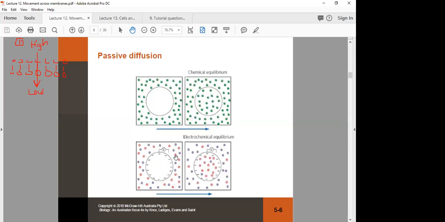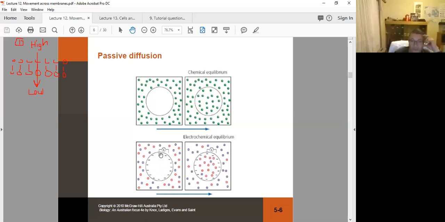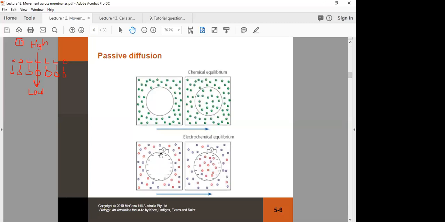So what do you think will happen given that we have a high concentration of ions out here, but we have negative charges just to the inside of the membrane? What do you think will happen in terms of diffusion? The cations will move across because they're attracted. Yes, absolutely correct.